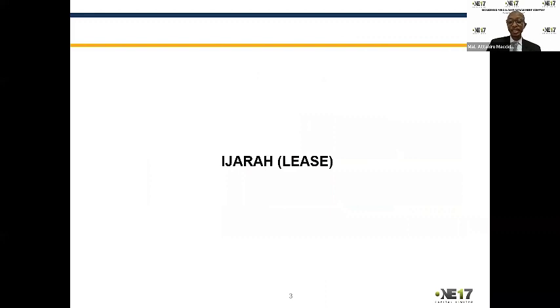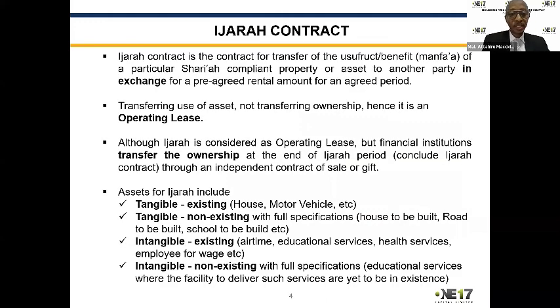Ijara is usually a lease as we know it, but an operational lease, the way we are calling operating lease. Ijara contract is the contract for transfer of the use of rock, that is the benefit, which is called manfa'a, of a particular Sharia compliant property or asset to another party in exchange for a pre-agreed rentals amount for an agreed period.